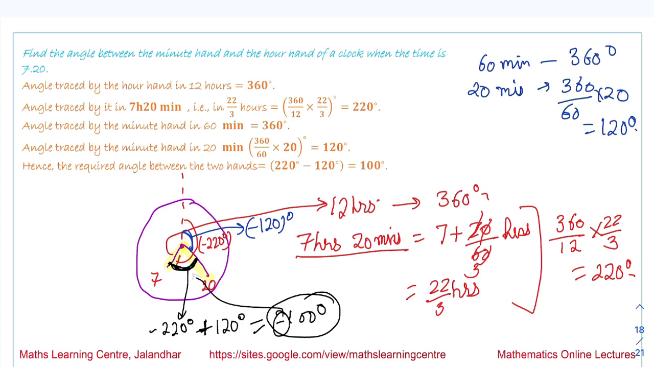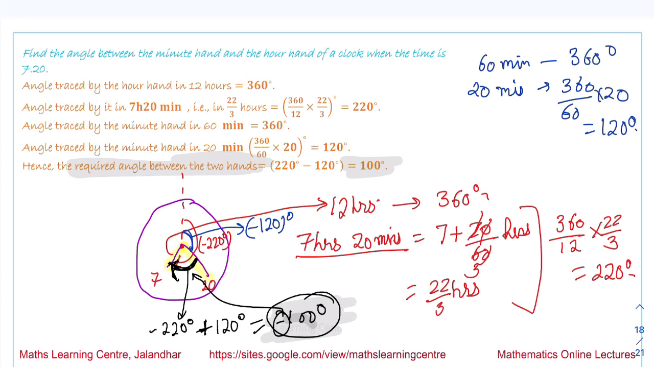This minus sign just represents that we are measuring the angle in the clockwise direction. If we are talking just about the angle between the two hands of the clock, the answer will be 100. We need not write the minus sign over here. The angle between the two hands of the clock is 100 degrees.